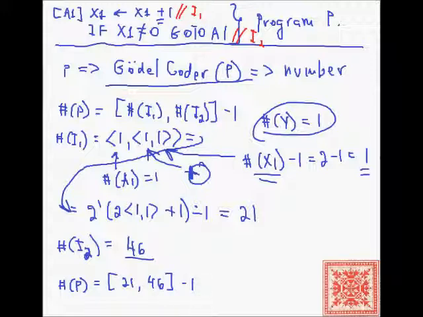So what's the number of this program? The number of this program is the Gödel number consisting of 21 and 46, minus 1. So that's 2 to the 21st times 3 to the 46, minus 1. That's a rather large number. But fortunately, if we were to implement it in a computer program, we could just implement Gödel numbers as simple sequences. We don't have to manipulate huge natural numbers.